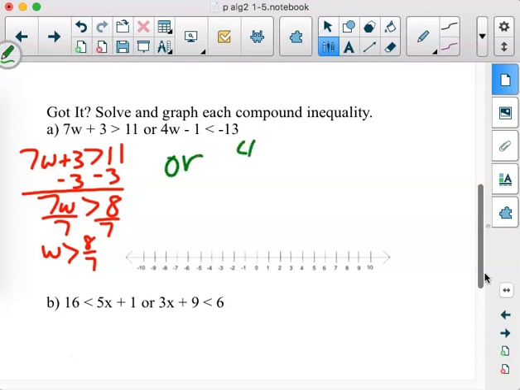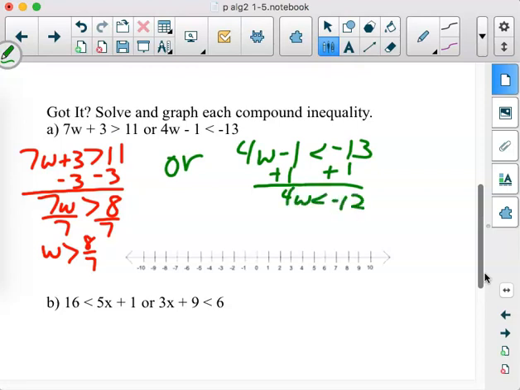Or, how are we solving the green? Adding 1 to both sides. Then divide by 4. Any flipping?